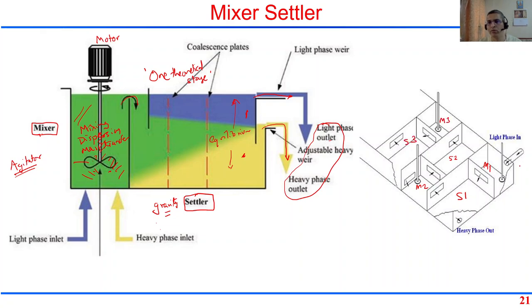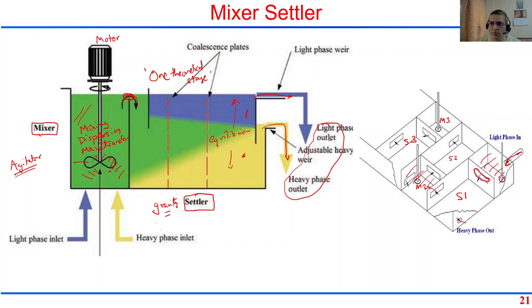So you would have the light phase coming in here to mixer 1. It will get mixed in this mixer. There is an agitator here. Dispersion would be created here, in the mixer. It would flow into the settler from this window. It would get separated here. Heavy phase would go out from here. Light phase would go to the second mixer.